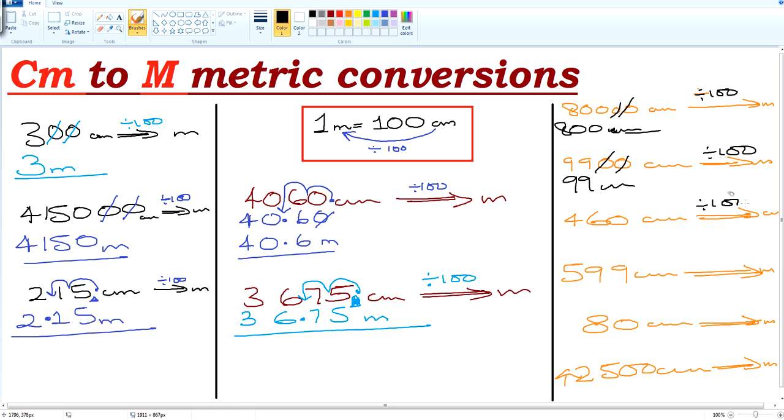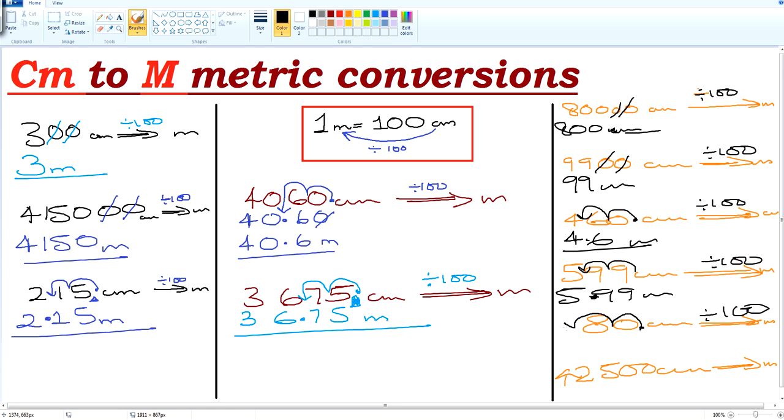Divide that by 100. 4.6. Now you put the decimal point in, and we move it back, to get 4.6 meters. So divide this one by 100. Move the decimal point back, that gives you 5.99 meters. So we divide this one by 100. Put the decimal point at the end, 1, 2, that gives you 0.8 meters. We divide this one by 100. So we knock off the 2 zeros that we have available. 425 meters. And that's the end of this video.